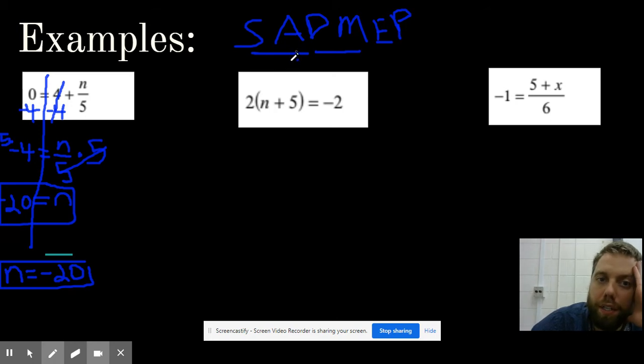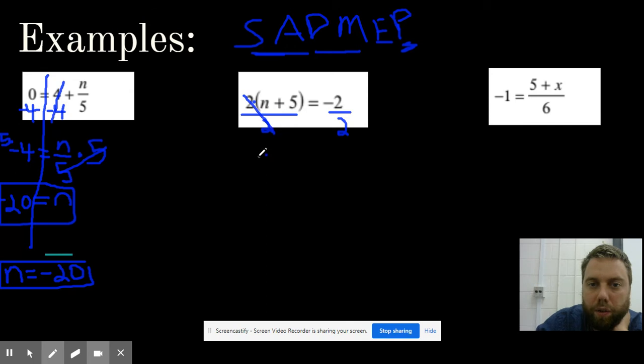Okay. Now, looking at this next problem, following our SADMEP, working from the outside in, we want to take care of addition, subtraction. There is no addition, subtraction outside of the parentheses. Remember, parentheses is last, right? So we're going to move to multiplication, division. This 2 is multiplied, so we're going to divide by 2 and divide by 2, giving us, these cancel out, n plus 5 equals negative 1. Okay, 2 divided by 2 is 1. Negative divided by positive is a negative.